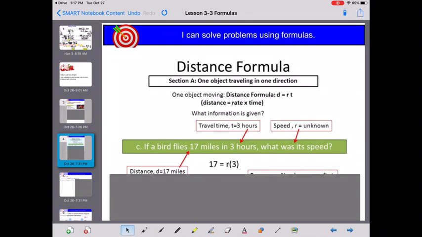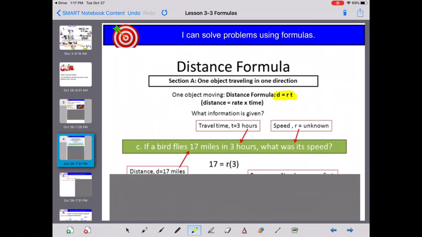Looking at this green bar, it says, if a bird is flying 17 miles in 3 hours, what was the bird's speed? Okay, so what's missing? In the distance formula, you will always be given either two of the three. You'll be given either distance and rate, distance and time, or rate and time, and you'll be asked to find the other one of the three that's not given.